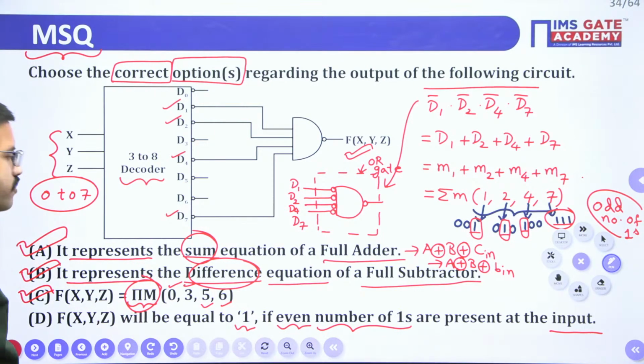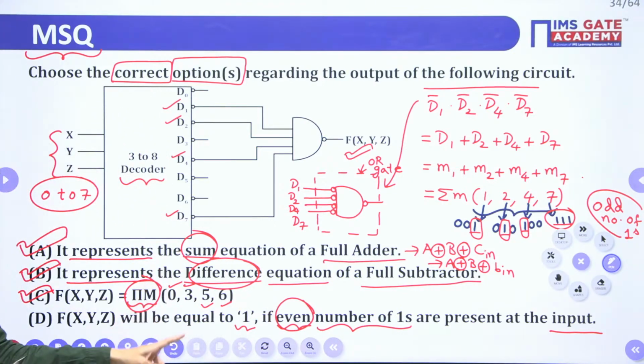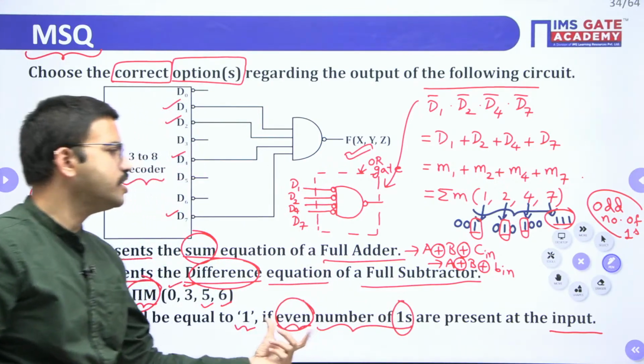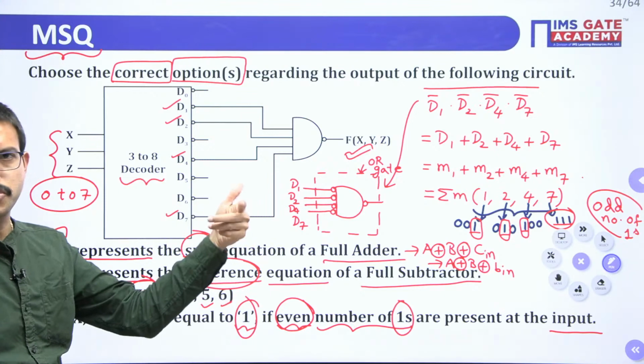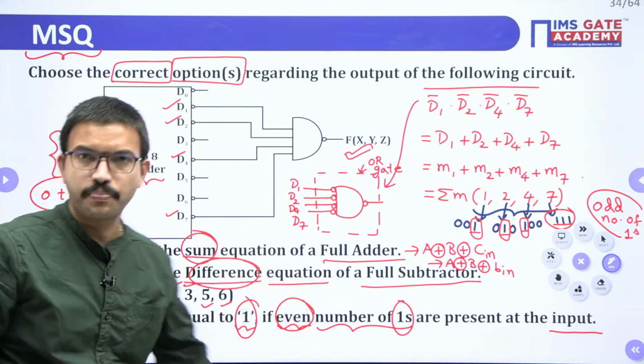And now, with respect to this understanding, you can decide here. For even number of ones present at the input, if you want to get output as 1, the XNOR gate will produce it, not the XOR gate, right? So option D is wrong. Since this is MSQ, all the first 3 choices, option A, option B, option C are correct.